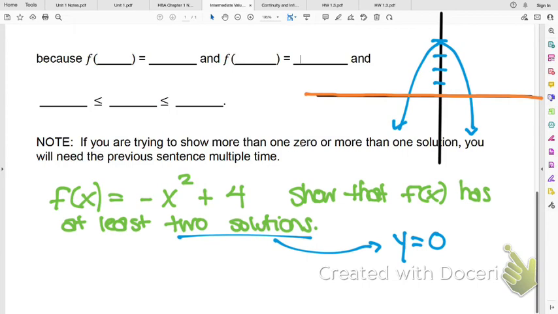All right, so let's just focus on one of these right now. Let's say I wanted to prove this side is equal to y equals 0. How could I find a point down here? Plug it in. What x value do you think might give me a negative y value? Negative 4, negative 5. Do you know where that crosses?